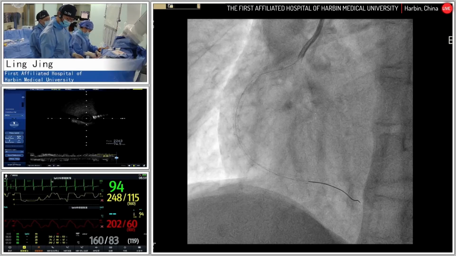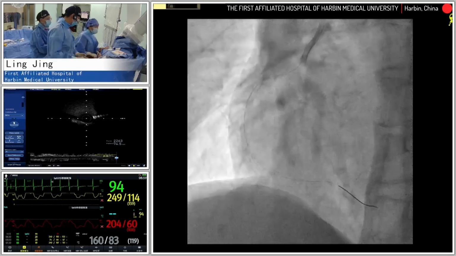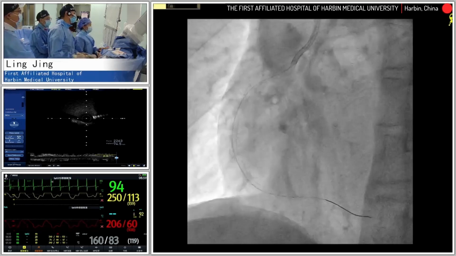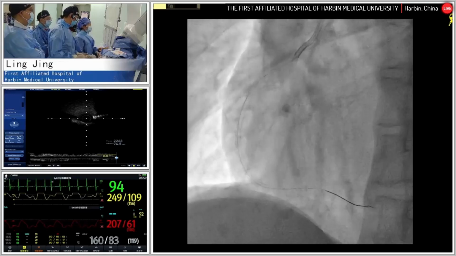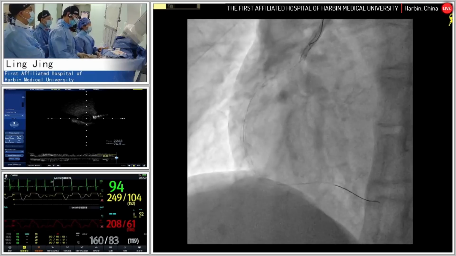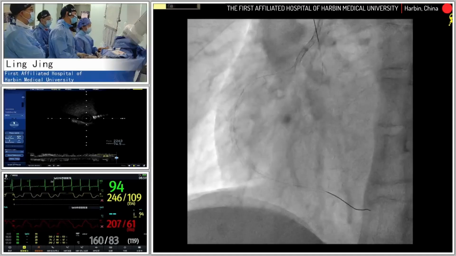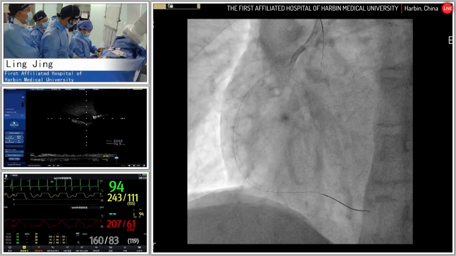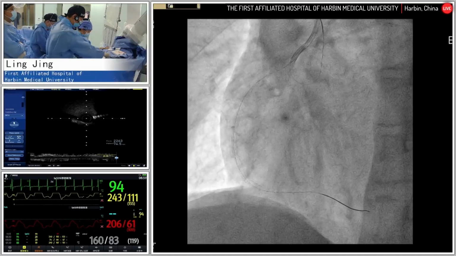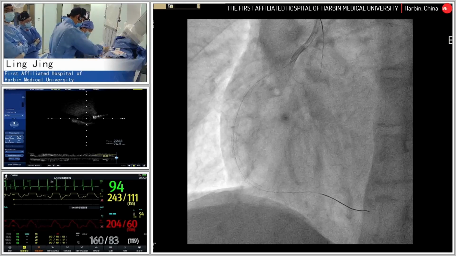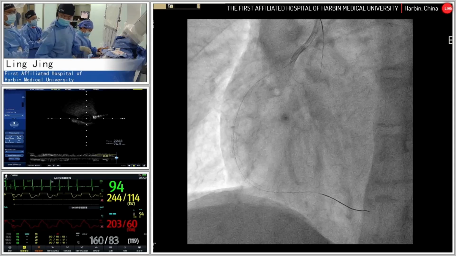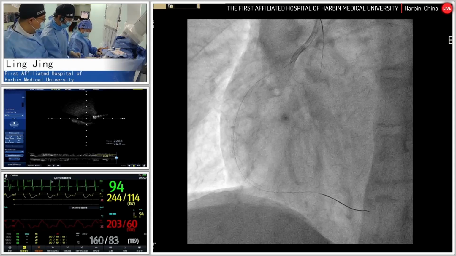Okay, now we are trying to float a wire in the aorta to help stabilize the guiding catheter in helping us put the stent in. I think this is a very good trick that Professor Jingling is demonstrating, how to stabilize the guiding catheter for the ostium stent location.